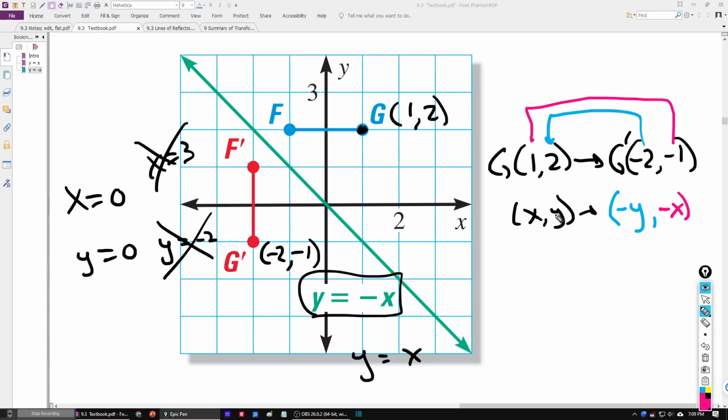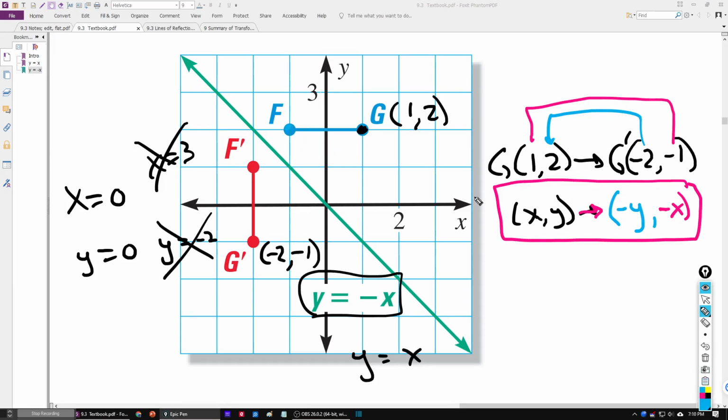So here's my rule of transformation. X comma y is transformed into the opposite of y, comma, the opposite of x. Okay, so let's test our little deal here.